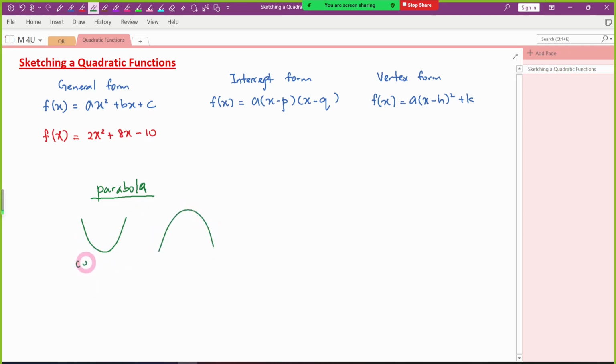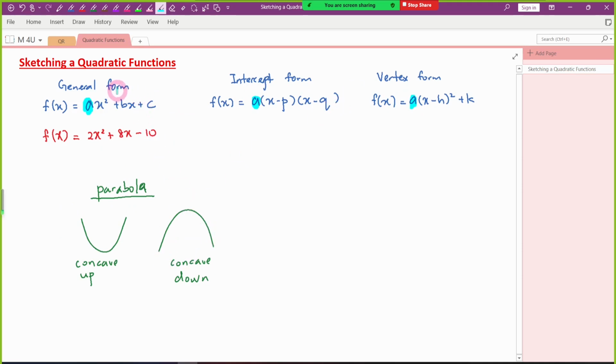This one we call it concave up. This is concave down. Or sometimes we call it smiling face, sad face. It is fully depend on the value of a here. If the a is positive, it will be very happy, smiling face. If the a here is negative, it will be so sad, sad face, which is concave down.